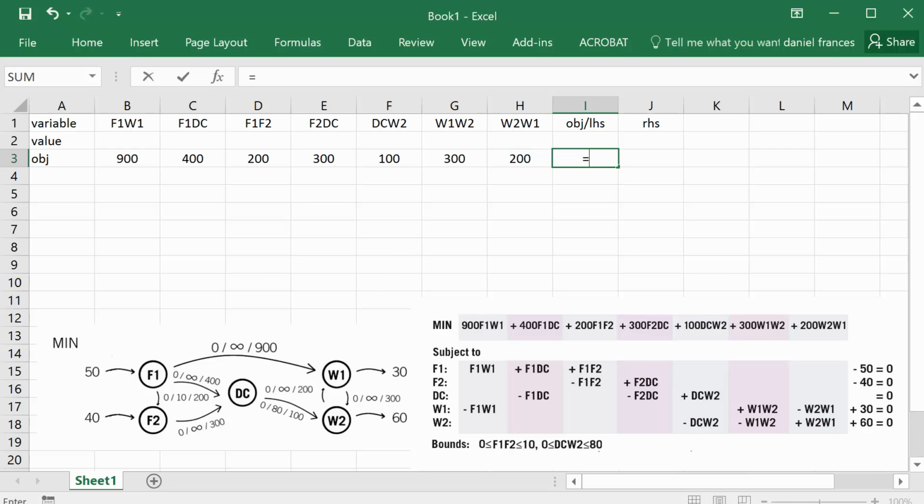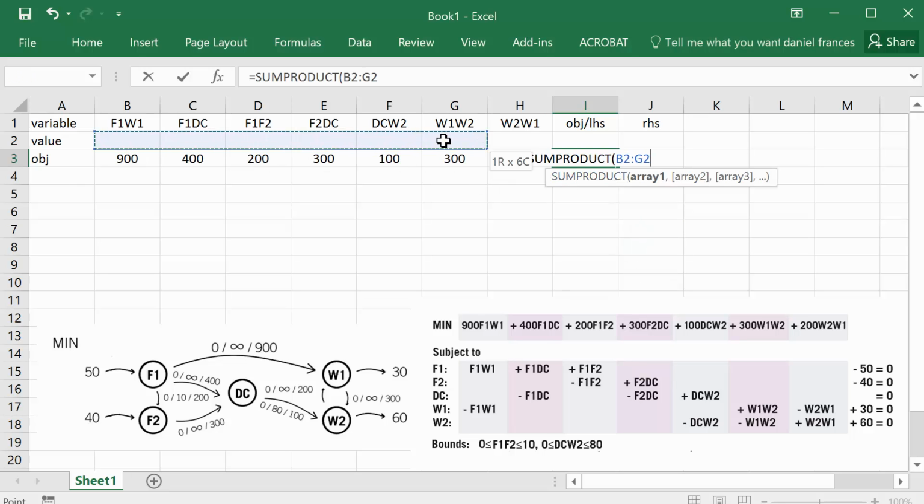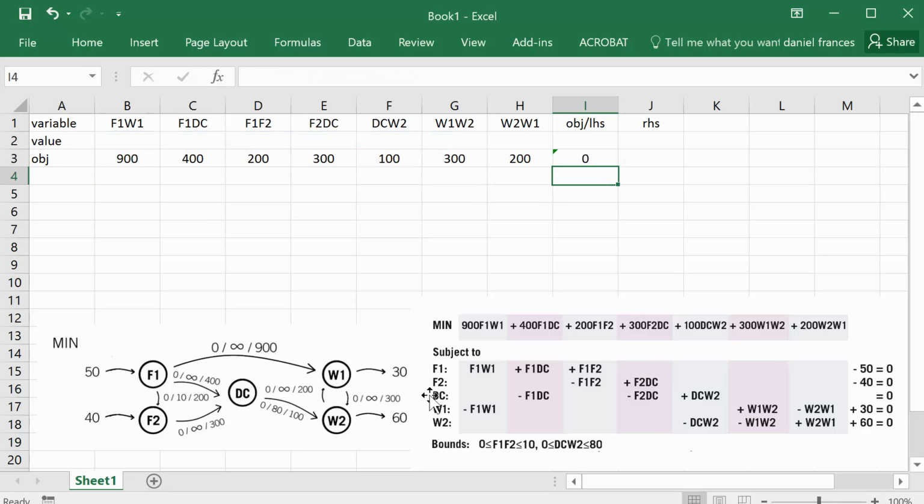Okay, and then we can put some product. And then we move on to the constraints, F1, F2, DC, W1, W2. And then we have an upper bound on some variables. We have an upper bound on F1, F2. And we have an upper bound on DC, W2 right down here. And those are the names of our constraints. And now we start filling these in.